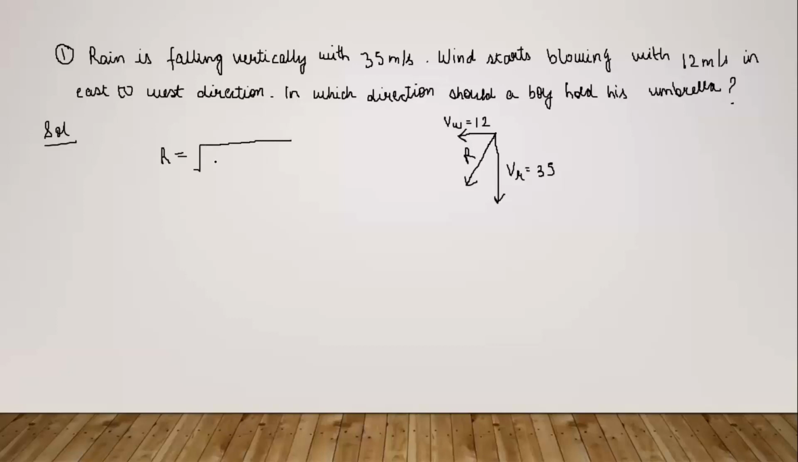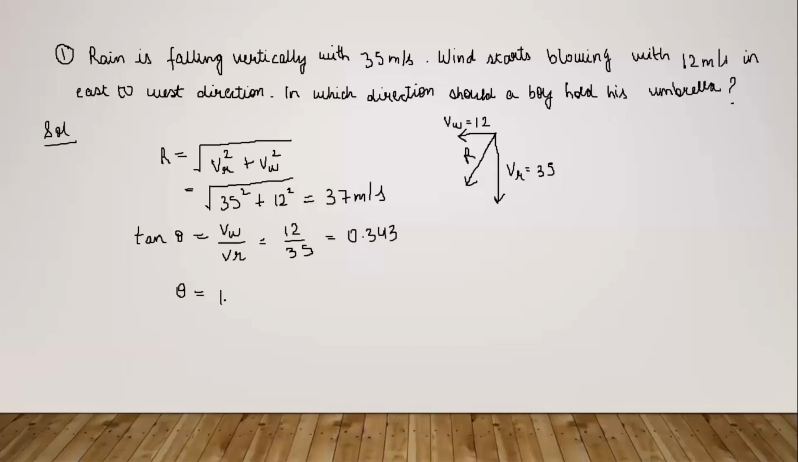It is always equal to the square root of VR square plus VW square, and we'll put the values. We will get 35 square plus 12 square, and we will get 37 meters per second. And for calculating the direction, we take y by x. Here that would be tan inverse of 0.343. It will come out to be 19 degrees approx.